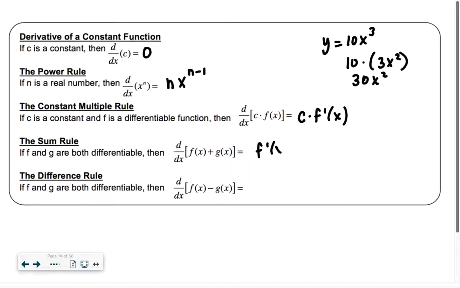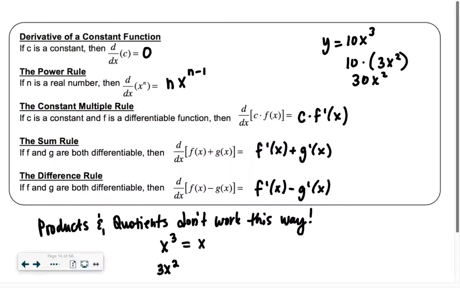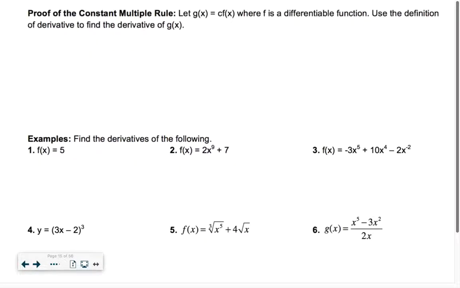All right, this next one, f prime of x plus g prime of x, and f prime of x minus g prime of x. So products and quotients don't work this way. For instance, if I had x cubed, what's its derivative? 3x squared. Well, isn't x cubed the same as x times x times x? Yes. So could I just say the derivative of x is 1, the derivative of x is 1, the derivative of x is 1? No. Illegal, right? We can't do that. So don't break it up like that. We'll do something next time, which is product and quotient rule.